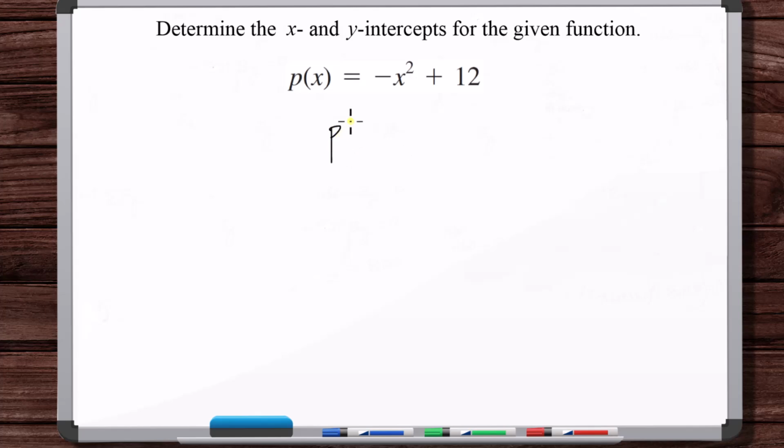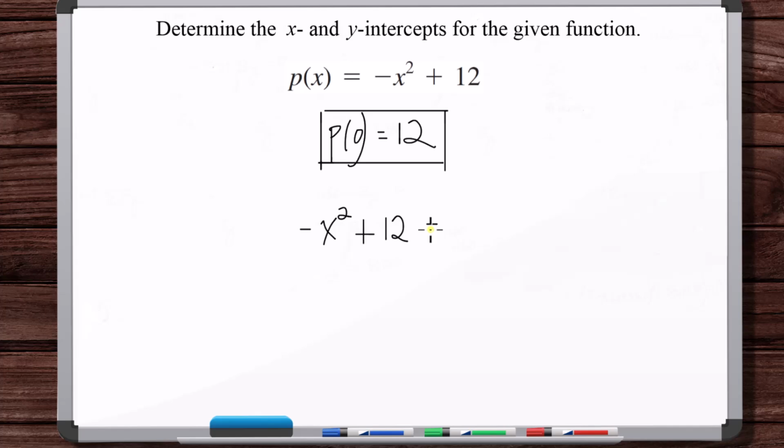Okay, let's get the y-intercept. So just evaluate the function at x equals 0. There it is. Now the x-intercept, we set the function equal to 0 and solve. So x squared is equal to 12. Square root of both sides, but we need to use the square root property. So x is equal to plus or minus 2 root 3.